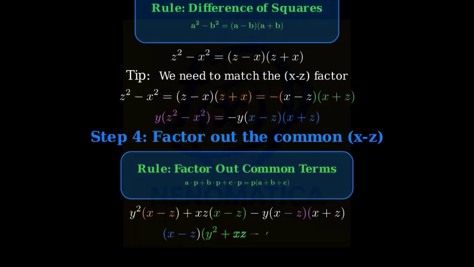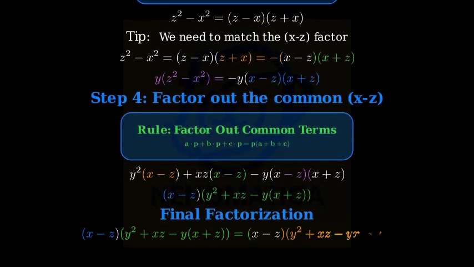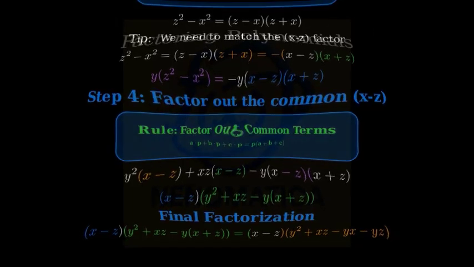We can now factor out x minus c from all three terms to get x minus c times the quantity y squared plus xz minus y times x plus c. Let's expand the expression inside the parentheses to simplify further. The term y times x plus c expands to yx plus yz. So our expression becomes x minus c times the quantity y squared plus xz minus yx minus yz.